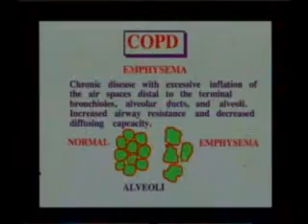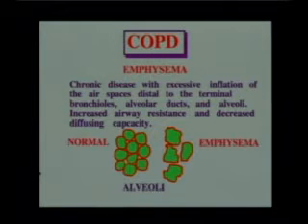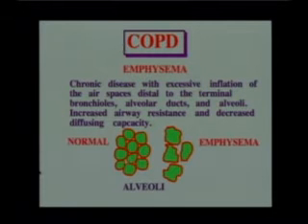Now what we're going to do is to look first at the different diagnoses and the pathophysiology, and then we'll talk about the nursing care together, because the nursing care is pretty similar for several of these conditions. First, I want us to look at emphysema. We define emphysema as a chronic disease with excessive inflation of the air spaces distal to the terminal bronchioles, alveolar ducts, and alveoli. There is an increased airway resistance and a decreased diffusing capacity.